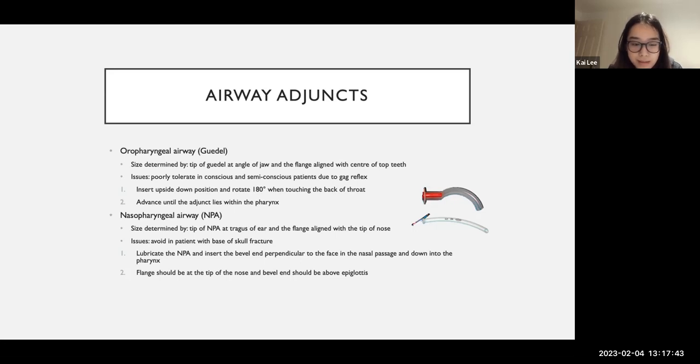And once it's inside the mouth, you rotate it 180 degrees so the tip is pointing downwards towards the feet. And you'll just keep advancing it until the adjunct lies within your pharynx. The other one we would like to use is the nasopharyngeal airway, and that is by inserting it within the nasal passage and down into the pharynx.